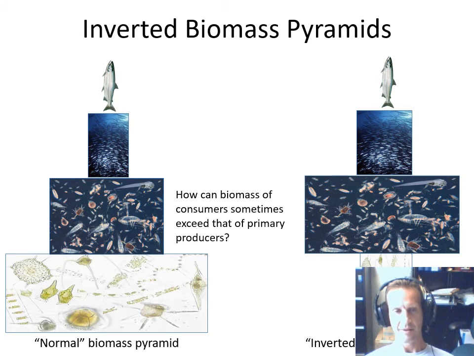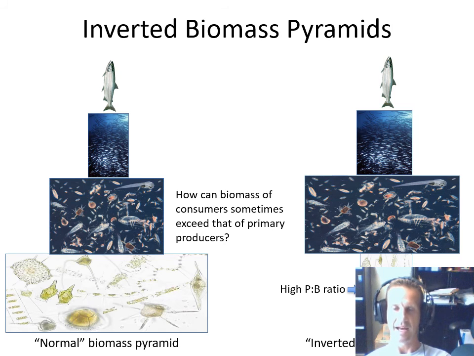The thing is, in ocean environments, sometimes that's not the case. Sometimes you actually have a larger amount of zooplankton in terms of biomass than you do of phytoplankton. And when that happens, they call it an inverted biomass pyramid. And it's kind of paradoxical. How can the biomass of consumers exceed that of the prey? Because we know that you can never have more secondary production than primary production. So how can you have more biomass of the consumers than of the producers?